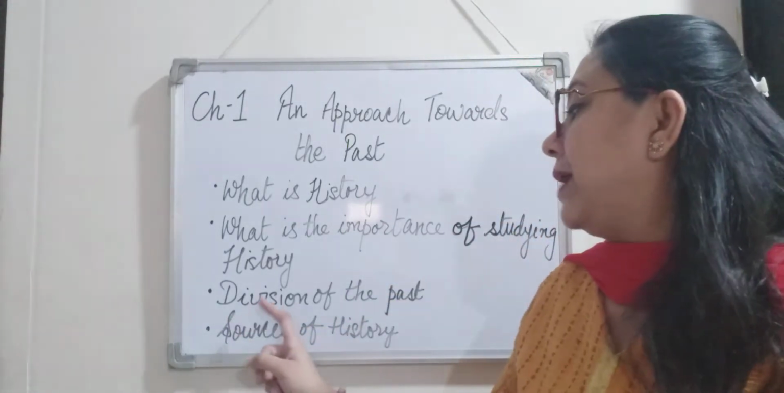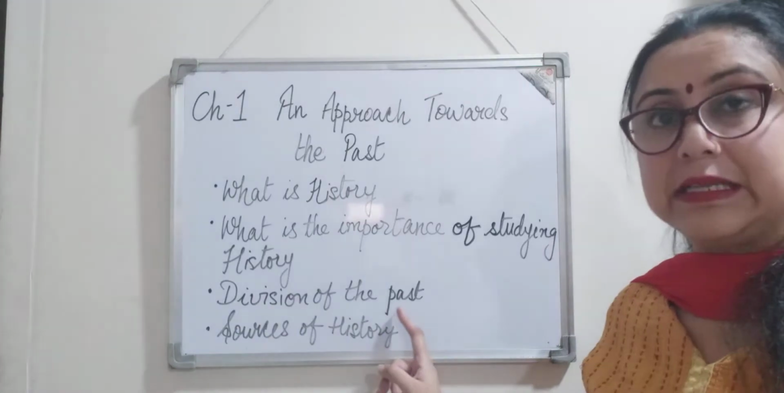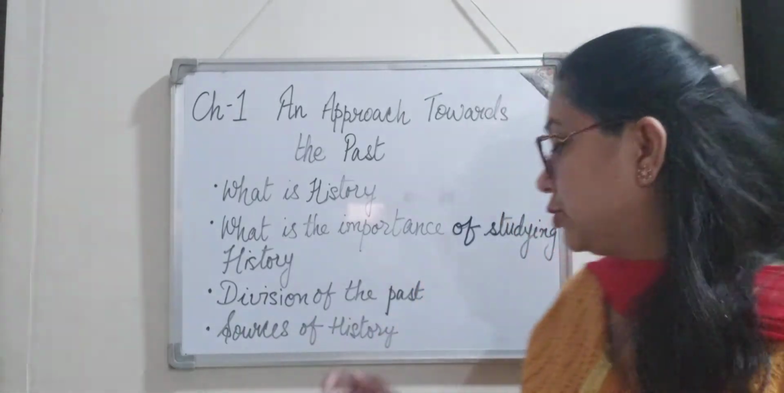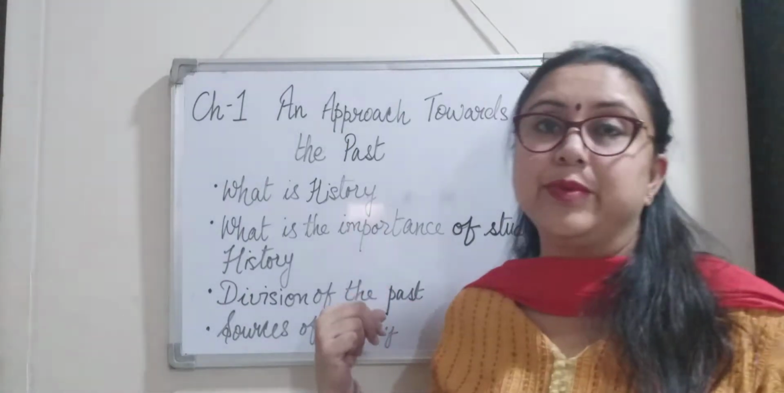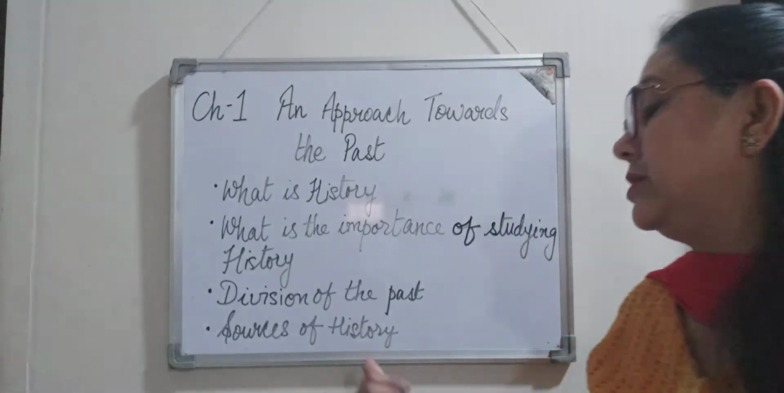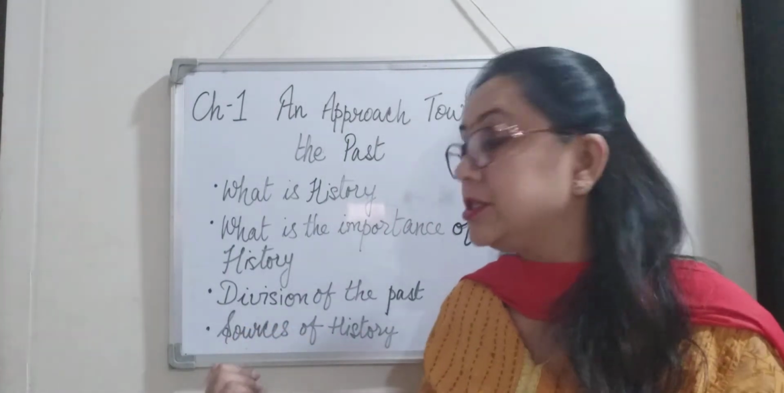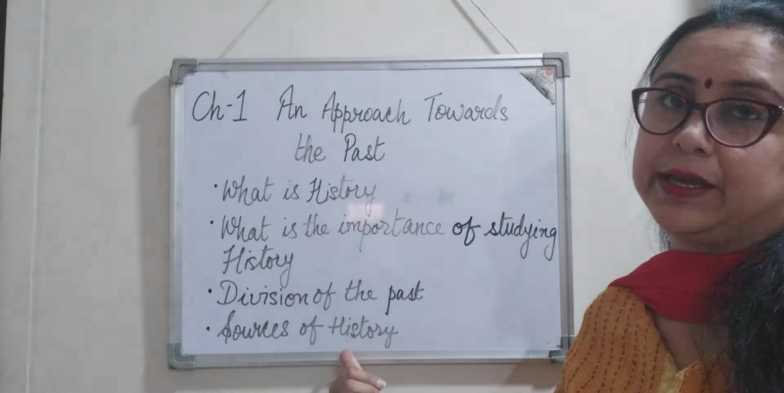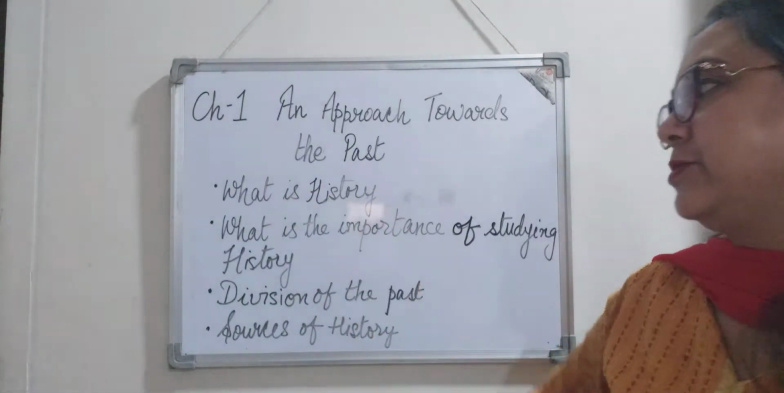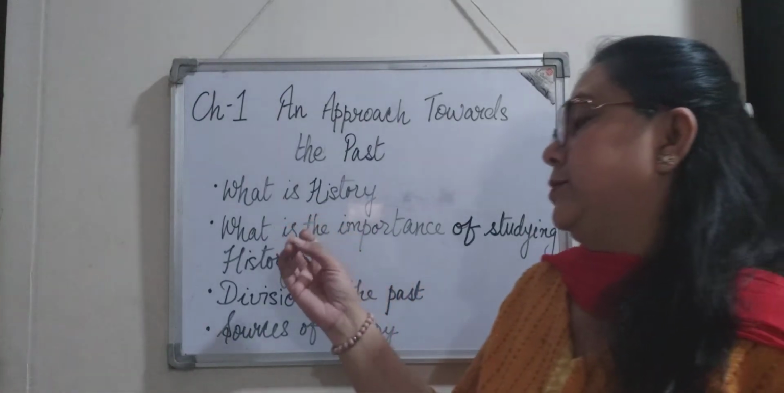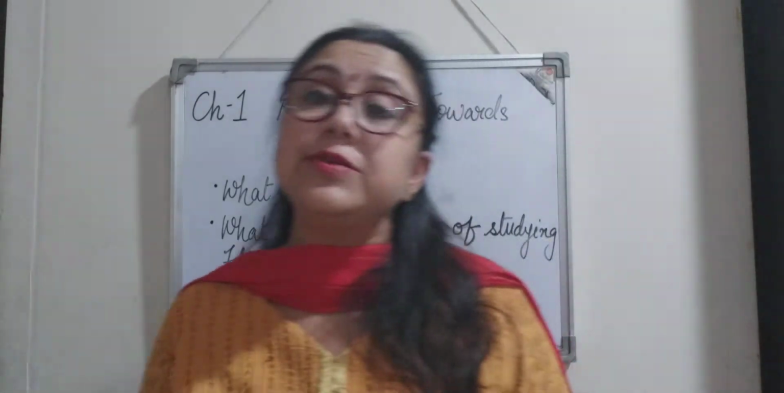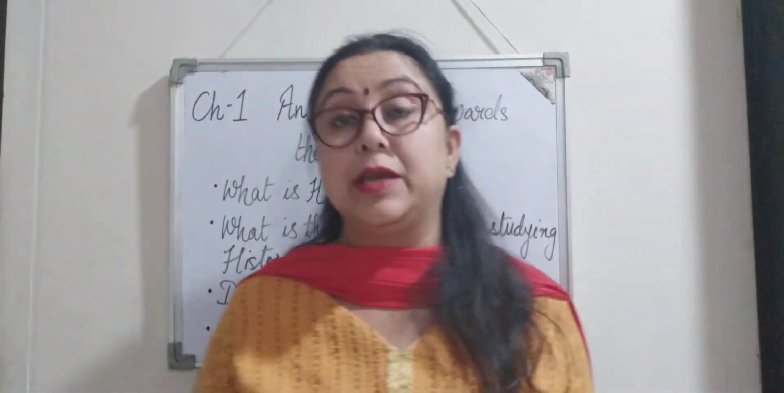Further, we will talk about the division of the past, that the past time has been divided into two parts. So we will be studying about this division, and finally in this chapter we will be talking about the sources of history, right? So now let's begin with the first point for discussion in this lesson, that is what is history. So children, what do you mean by history?